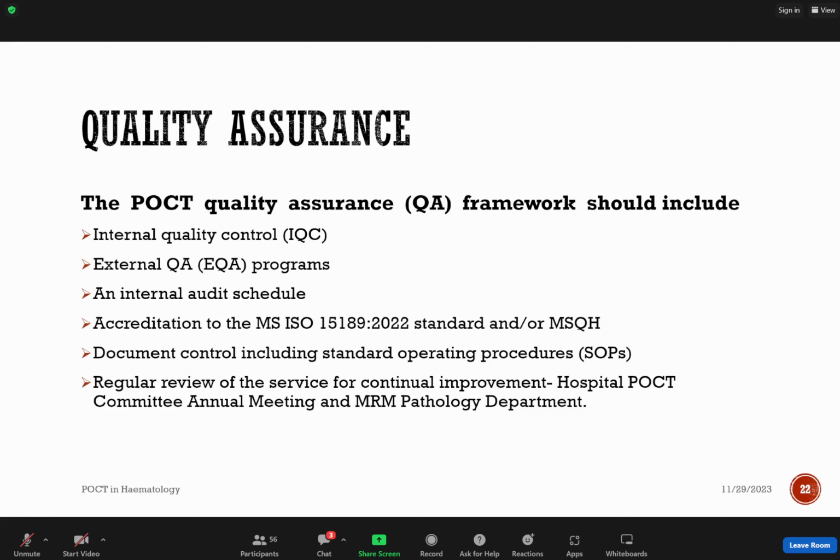The POCT quality assurance framework should include internal quality control, external quality programs, an internal audit schedule, and accreditation to the MS ISO 15189:2022 standard and/or MSQH. It also includes document control, including standard operating procedures, and regular review of the service for continual improvement. In our setting, we can have review in the hospital POCT committee annual meeting, as well as in the MRM Hematology department.